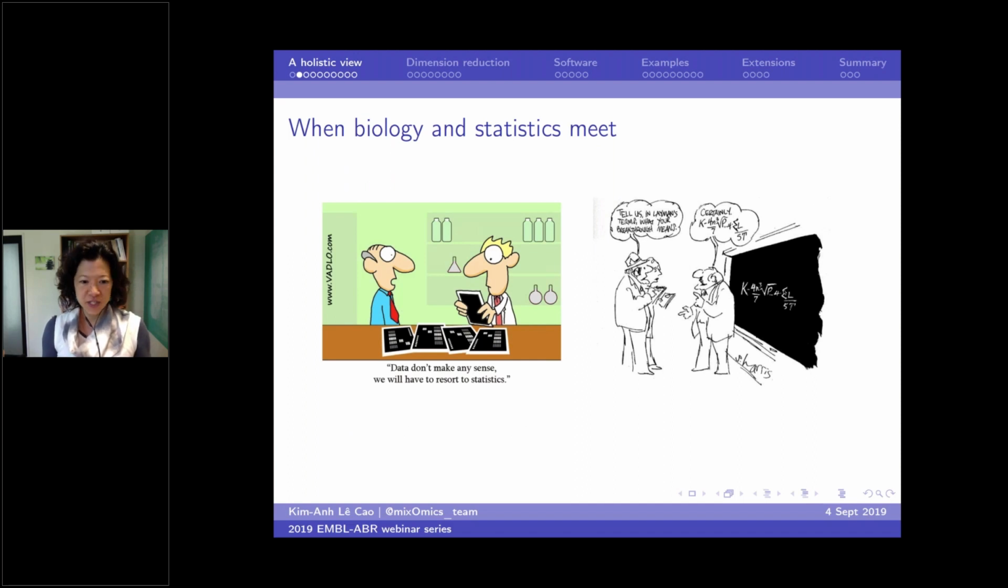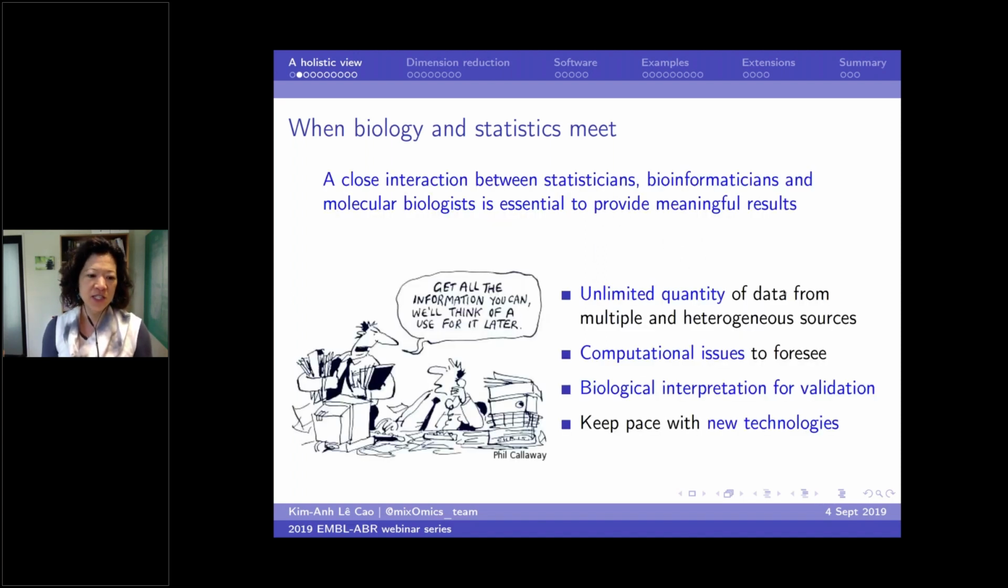So this is the field where I work. I work at the interface between biology and statistics, and my job is really to try to understand the biological question and translate it in statistical terms so that we can develop appropriate methods that can answer those questions. And so a close collaboration is needed between different fields, between statisticians, bioinformaticians, and molecular biologists.